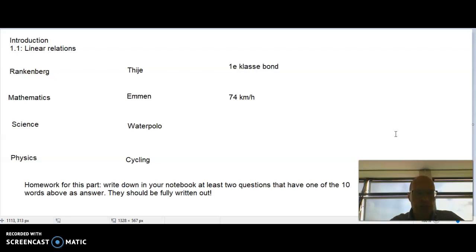This first of all is the introduction, and I hope that lots of you have been wondering what all these words are on the screen that I have written down: Rankenberg, Tije, Eerste Klasse Bond, Mathematics, Emmen, 74 kilometer per hour, Science, Water Polo, Physics, Cycling. Well, this has to do with me. It's all about me. These words describe parts of me, and it's a quiz I want to do with you for the first 10 minutes.